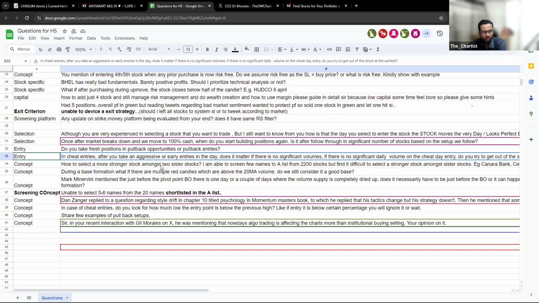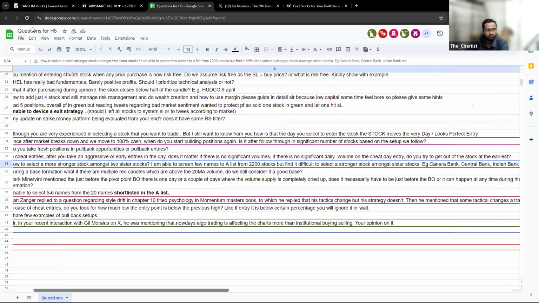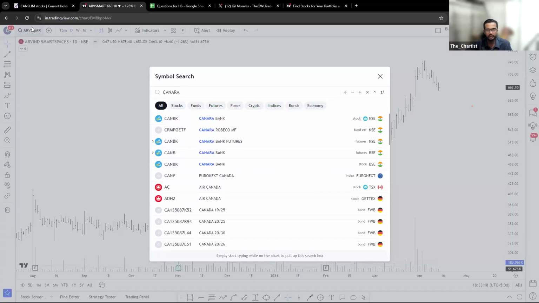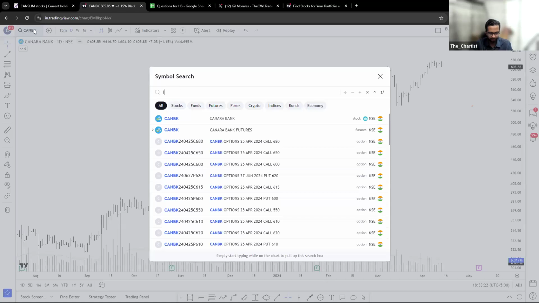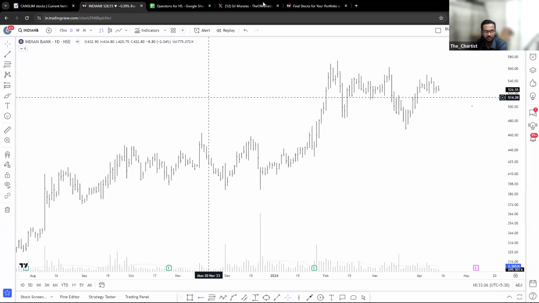How to select a stronger stock amongst two sister stocks? The one near the highs with less overhead supply. I am able to screen a few names from a list of 2200, but how to select stronger stocks? An example, Canara Bank and which one? Canara Bank, Central Bank of India. Open the chart of both of them. Canara is, I think, near the high, so I will select Canara Bank. If you are asking about these two only, Canara, it's near the highs. That is why.